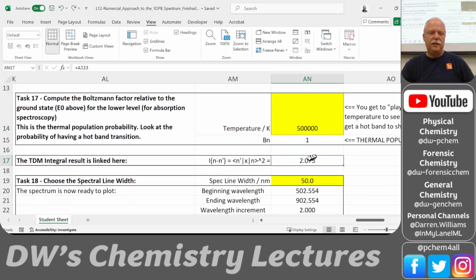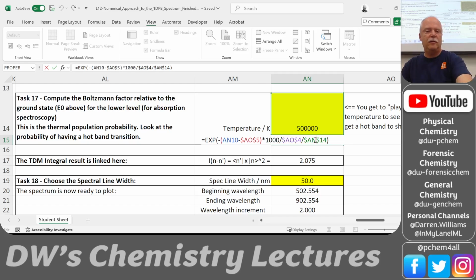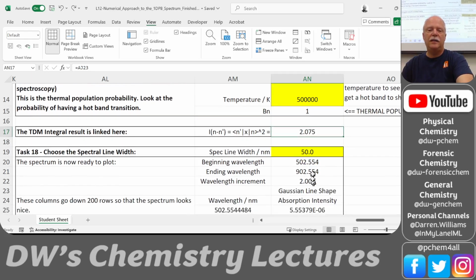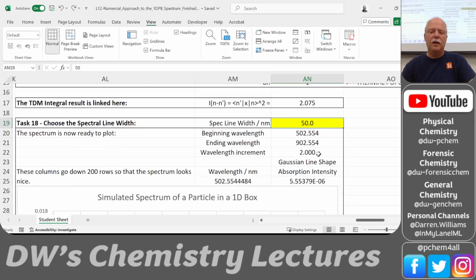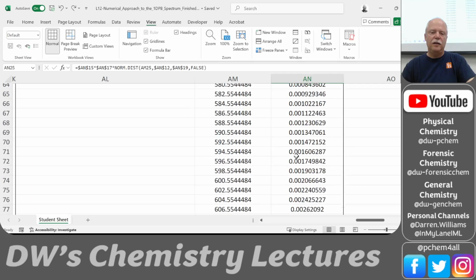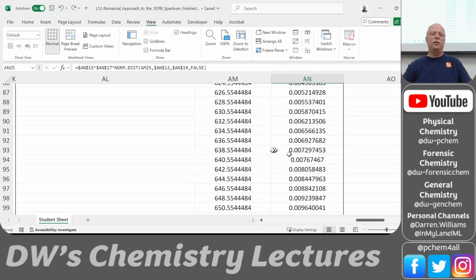Here's the TDM integral result. This is the intensity. Remember, the absorption profile is the Boltzmann, the integral, and the Gaussian. The Boltzmann is this piece right here. This is the integral piece, the transition dipole moment integral. And then this is the width of the Boltzmann peak. The spectral line shape has a width to it, and so I've got to plot that. These are all of the Boltzmann values plotted all the way down, so we're plotting that whole spectrum. This is the horizontal axis of the spectrum. This is the vertical axis of the spectrum.